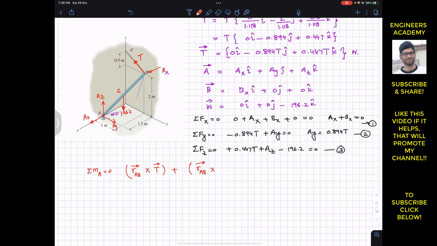cross that B vector, and then plus the moment of this weight. So then from A we need to write the position vector from A to G. The position vector from A to G will be the moment arm for this weight vector. So we can write that RAG cross the weight vector. So by adding all these, we will get some more equations to find the remaining unknowns.